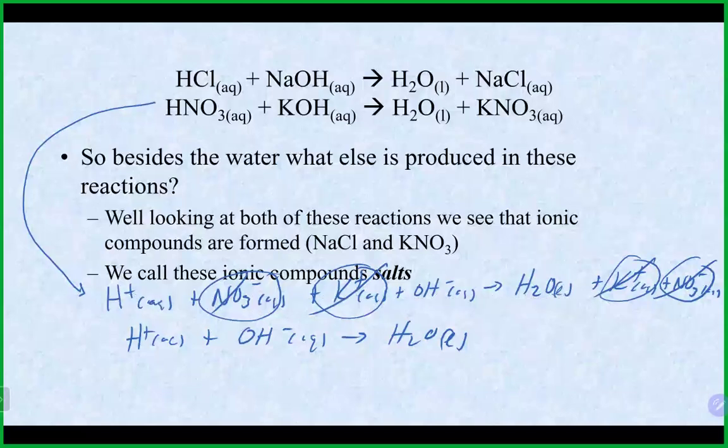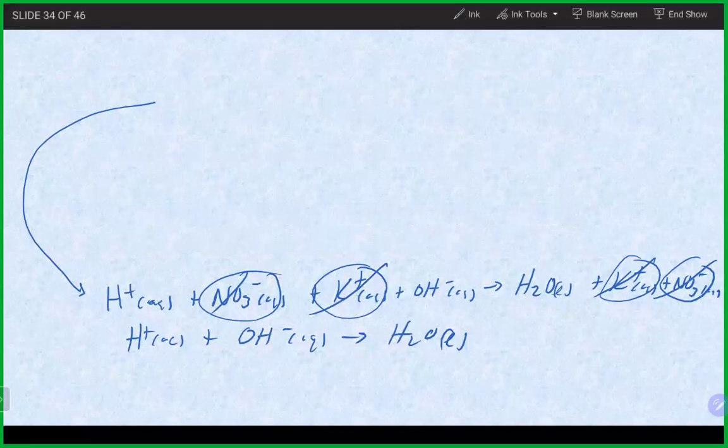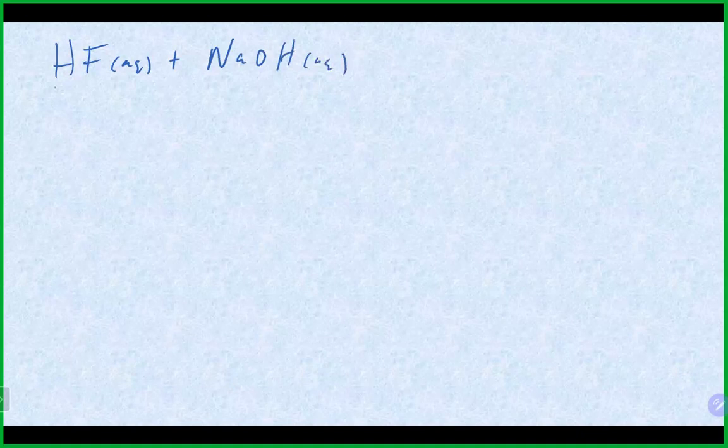Now, before we look at the other ones, what would happen if we did have, say, a weak acid and a strong base? How would that look? So if we took HF, which is a weak acid, and we reacted it with sodium hydroxide, which is a strong base. So that is a weak acid and a strong base.